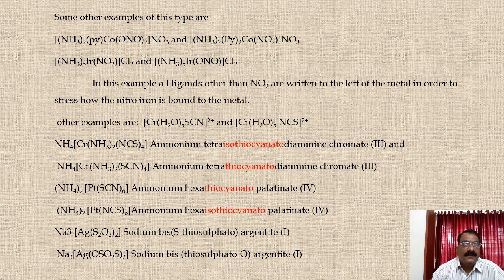Second, [(NH3)5Ir NO2]Cl2 and [(NH3)5Ir ONO]Cl2. In this complex, all ligands other than NO2 are written to the left of the metal in order to trace how the nitro ion is bound to the metal. Otherwise, generally in square brackets we write the metal first and then the ligands. Here the sequence is changed only for our understanding.